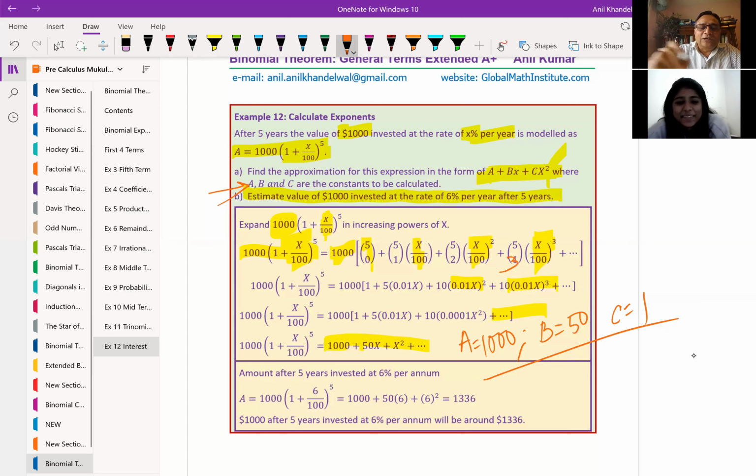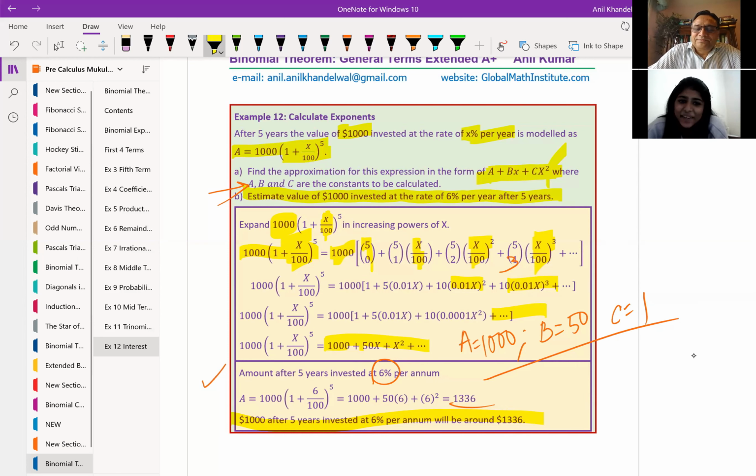Good. Now, see the second part, where you have to estimate what this amount will be after 5 years. How simple this is. Just plug in the interest rate. So if the interest rate is, let us say 6%, it could be anything, just put 6 as the value, because x is x%. When you put that 6, you easily get your answer, which is fairly accurate. So for $1,000 we get $1,336 at the end of 5 years. The complete statement is required as an answer for a question.